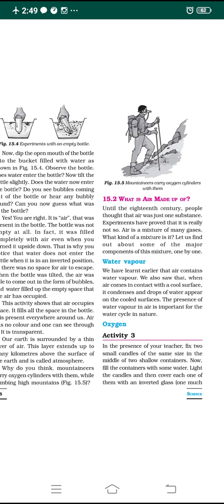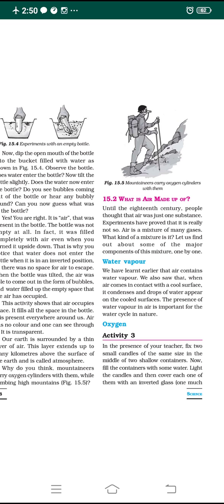In the previous class we learned that air contains water vapor, when we discussed the evaporation process. We also saw that when air comes in contact with the cool surface of a glass, it gets condensed, and drops of water appear on the outer surface of the glass or the cooled surface of a plastic bottle. The presence of water vapor in air plays a very important role in the water cycle in nature.